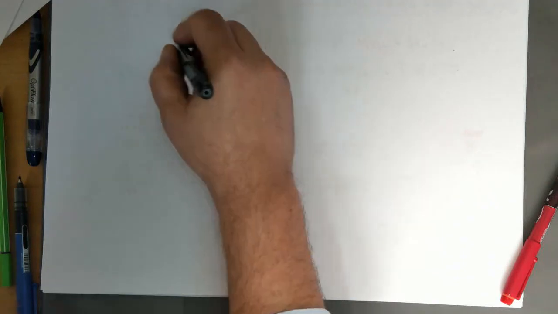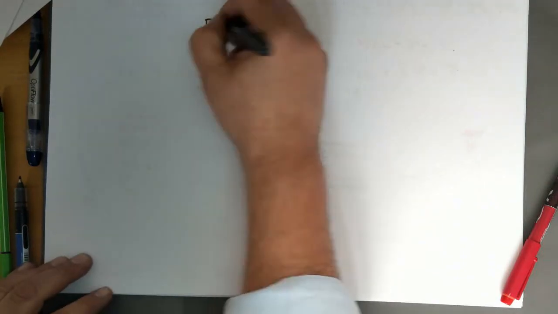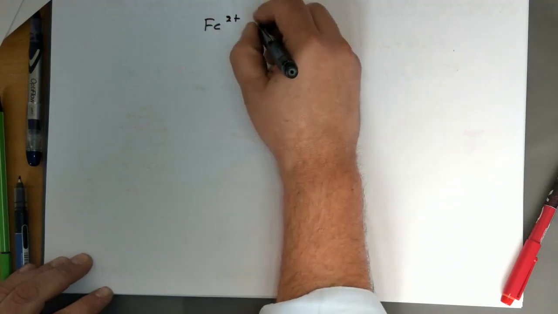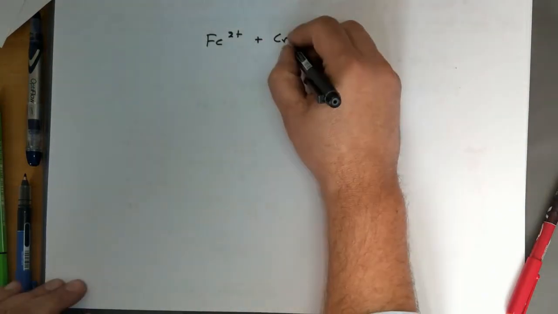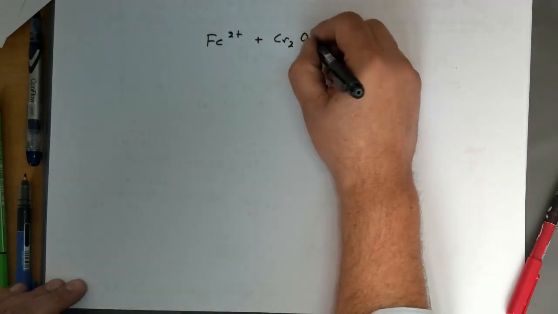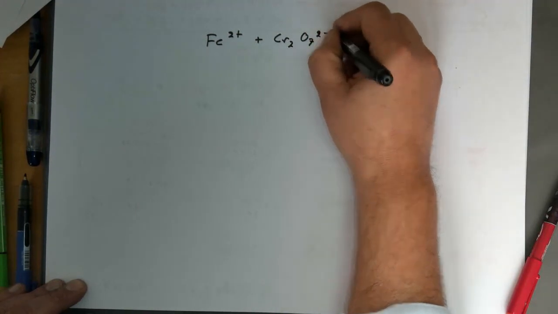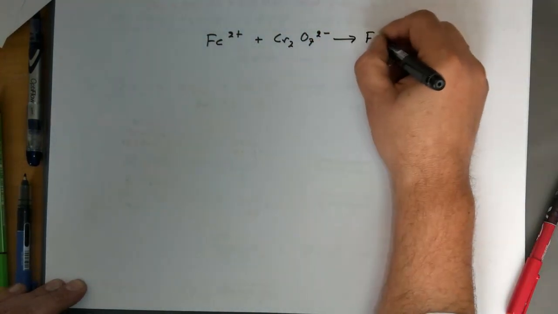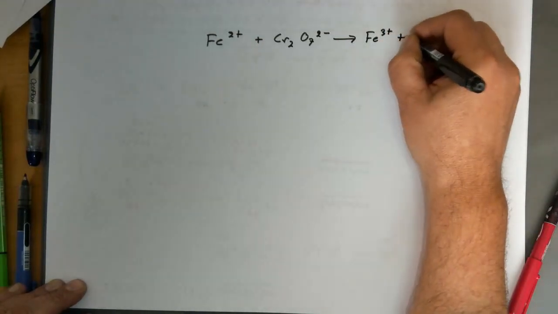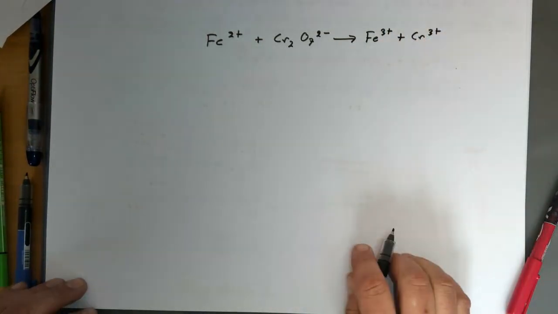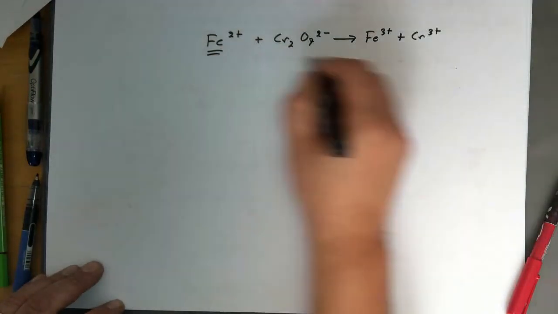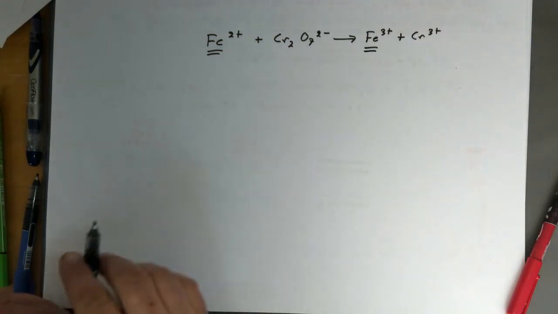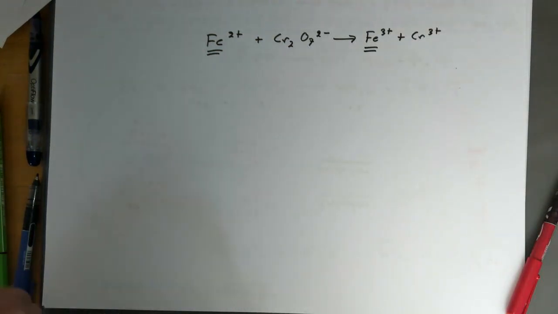Let's do this one. Fe2+ plus Cr2O7 2- makes Fe3+ plus chromium 3+. So try this one out. And I can give you a little hint. The oxidation number of iron has increased. So that should be a hint on how to solve this particular problem.